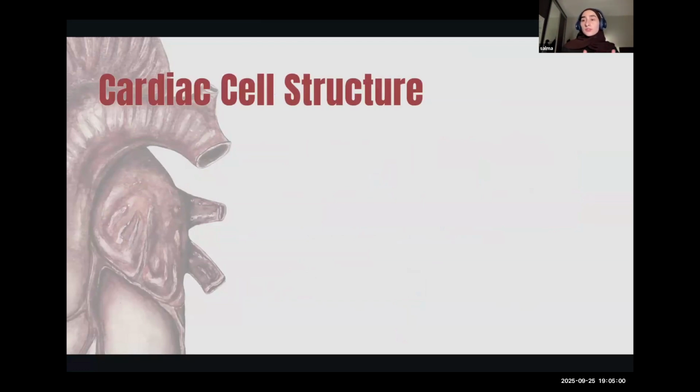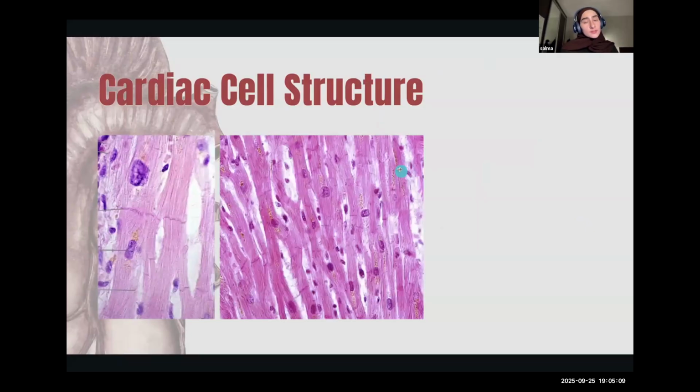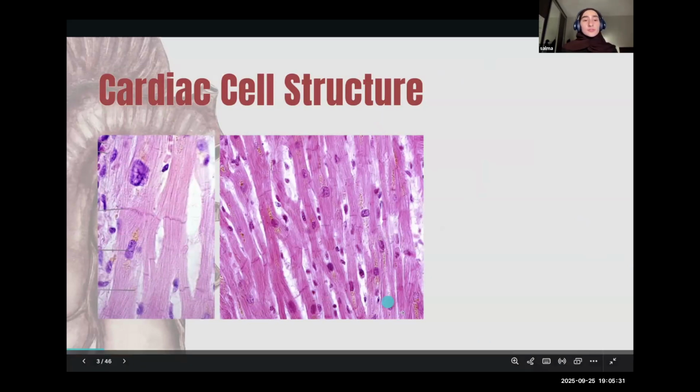Firstly, let's begin with the structure. When you want to describe the structure of a cardiac cell, how would you describe it? Here's a picture. Unstriated or striated? Striated. Exactly. Striated, branching, has discs. Do you remember the name of these discs? Intercalated discs. Exactly.